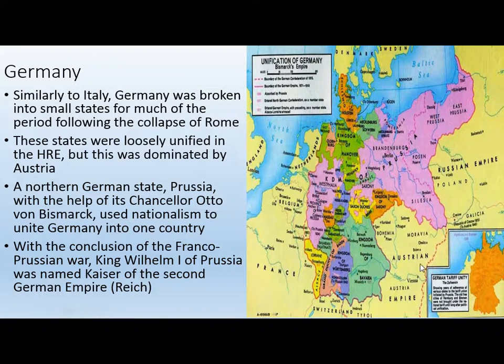There's quite a bit of German land in the hands of France at this point. They fight a war over it called the Franco-Prussian War. With the conclusion of that, King Wilhelm I of Prussia, so the King of Prussia, becomes the King of the German Empire, or the Reich. This is the first German Reich.